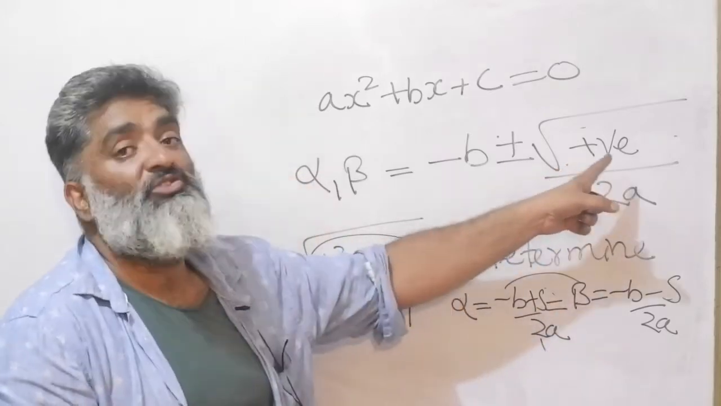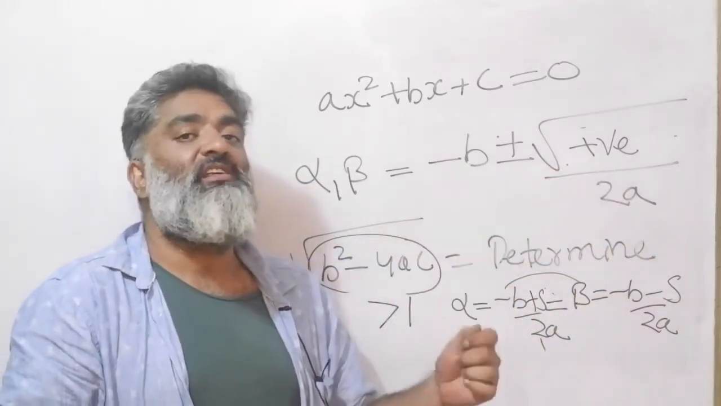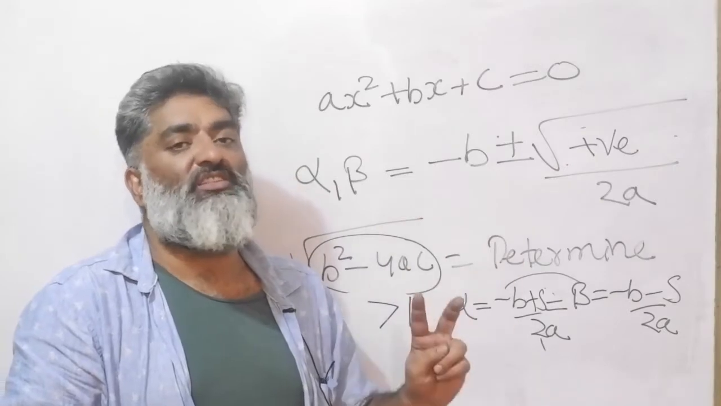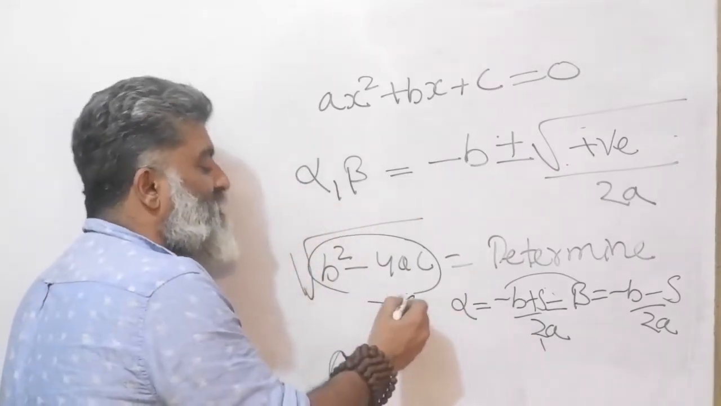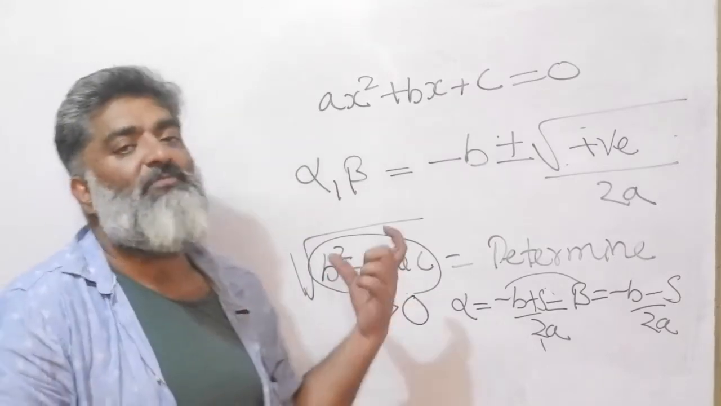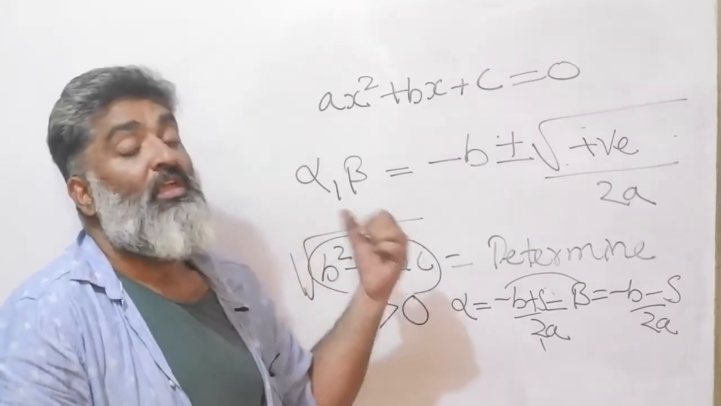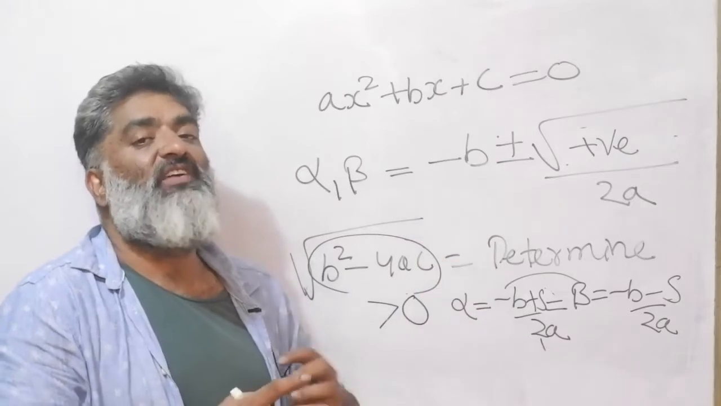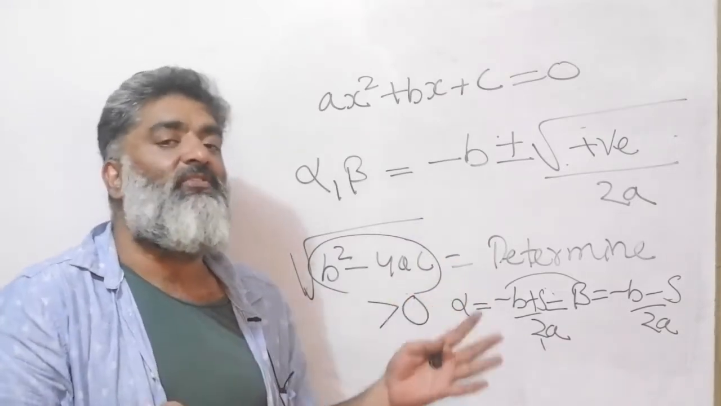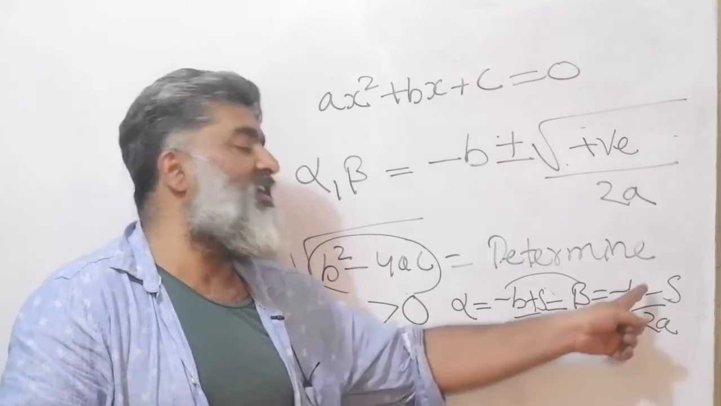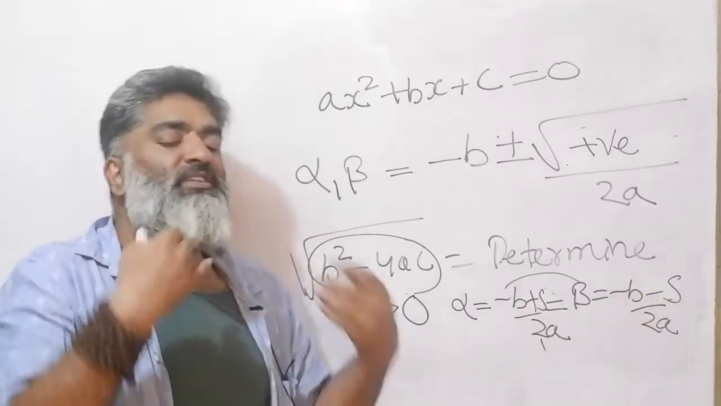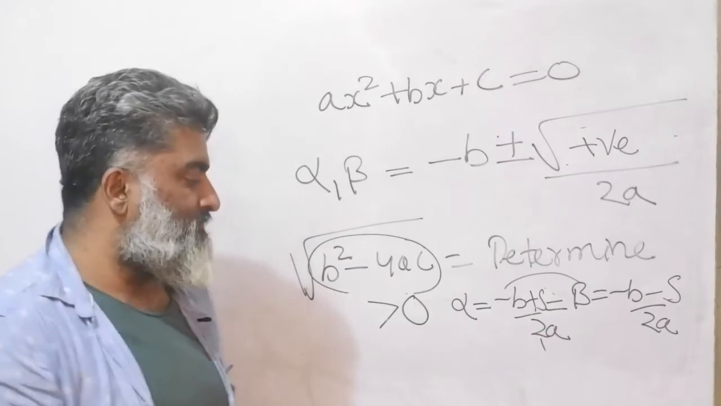When this was equal to 0, the roots were real and they were equal to each other. Now when this is greater than 0, just a positive number, the roots are real as well as distinct. That means they are different from each other. What do I mean by difference? Because one of them is plus s, the other one is minus s. So they are bound to be different, right?